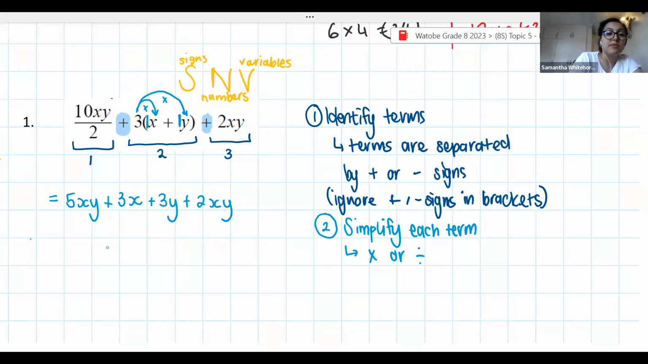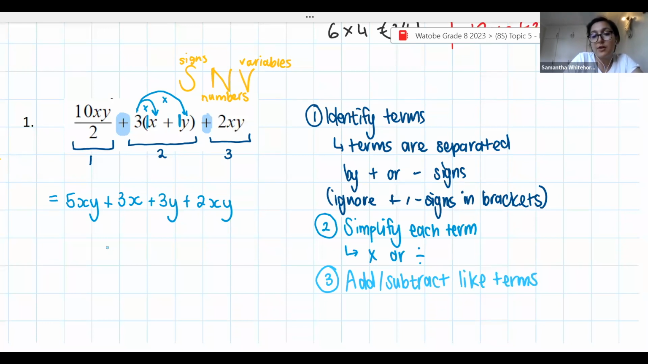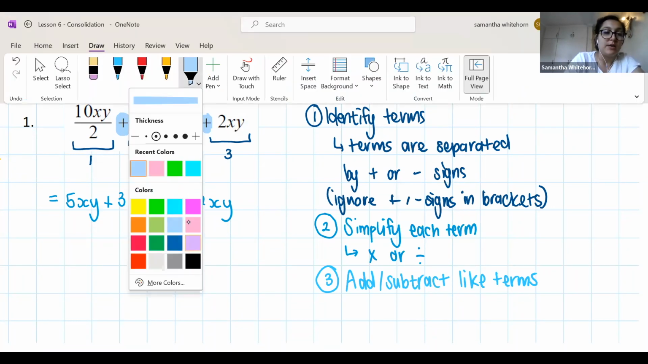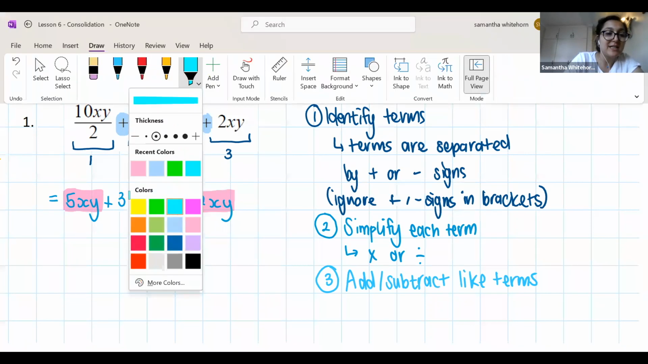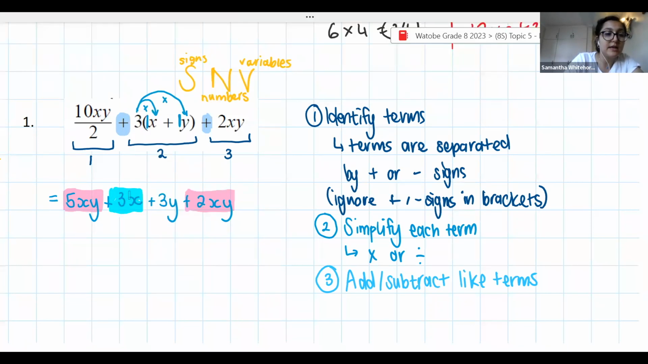Only once you have simplified your terms do we now do our final step where we start looking for like terms. So this is now where we are going to add or subtract our like terms. Now remember, like terms are terms that have the same variable and exponent. So this is where I would probably grab a highlighter or a colored pen or something, and I would start highlighting my like terms. So I've got terms with an x and a y. That's the 5xy and the 2xy. I've got a term with just an x in it, so 3x.